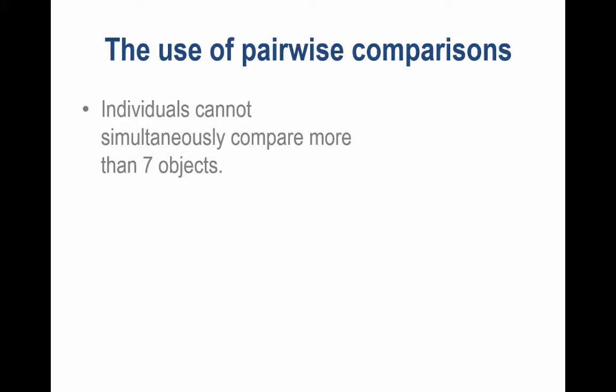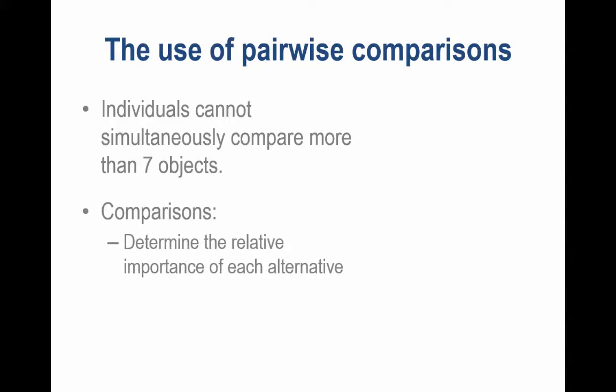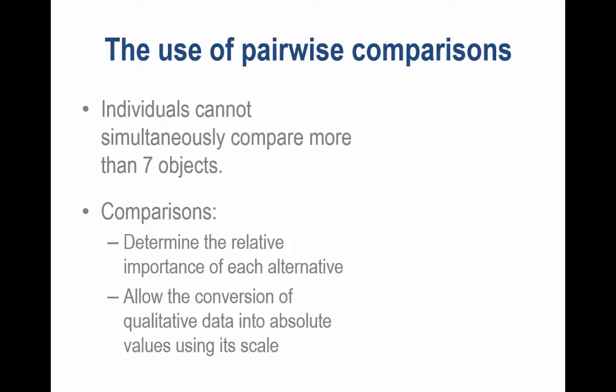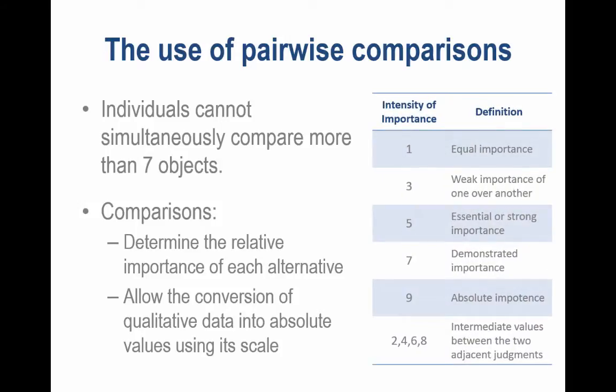These comparisons determine the relative importance of each alternative and allow the conversion of qualitative data into absolute values using an established scale. When making the comparison, one will firstly select which alternative has higher importance based on the specific criteria, and secondly, will select the intensity of that importance based on AHP scales, going from 1 to 9, where 1 means equal importance, and 9 means absolute importance, as you can see in this chart here.